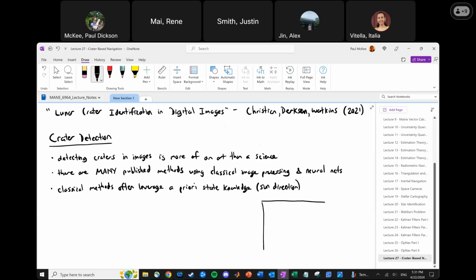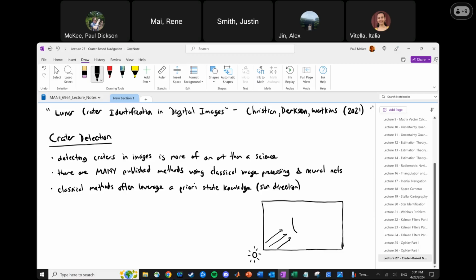Now, I've read a handful of papers on non-machine learning crater identification techniques, and this was the understanding that I came away with, but I'm sure that somebody could correct me if they'd read more than I had. The general understanding is if you know ahead of the game that the sun is over here, then what you can do is start scanning along the image along the sun direction. And we're just going to focus on an image of a single crater, but you can imagine there being more craters in the image.